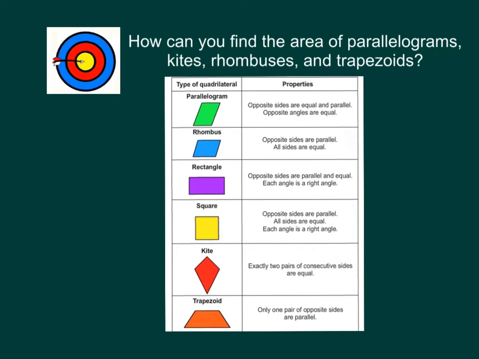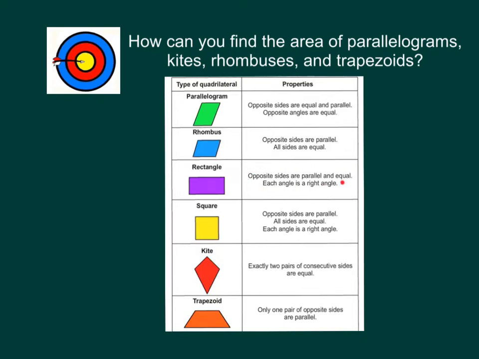All right, again, today you're going to figure out how can you find the area of parallelograms, kites, rhombuses, and trapezoids. And so this visual just gives you a little overview of what the definition is for all these shapes. So you can see a parallelogram means opposite sides are equal and parallel. So in this parallelogram, the top and the bottom are parallel. That means they won't ever cross, and they're the same length. And then the other pair of sides are also equal, and they're parallel. A rhombus means all sides are equal, so it's very similar to a parallelogram, but the length of all these sides would be the same.